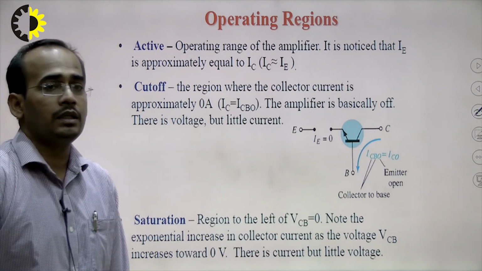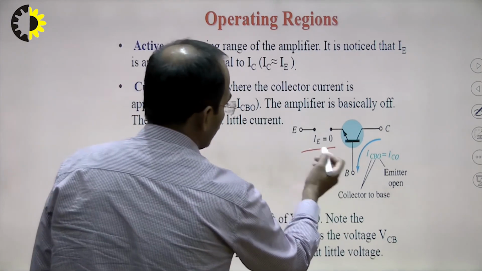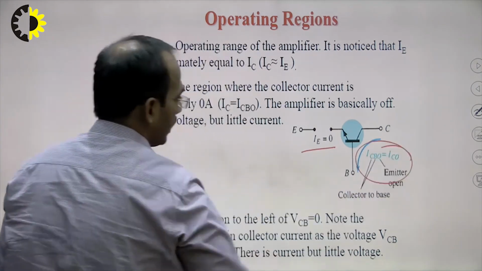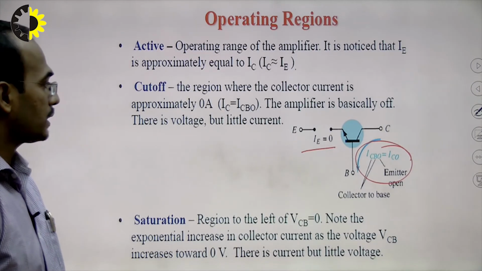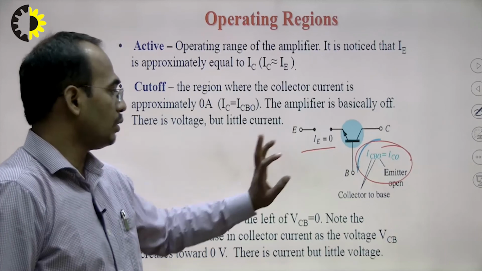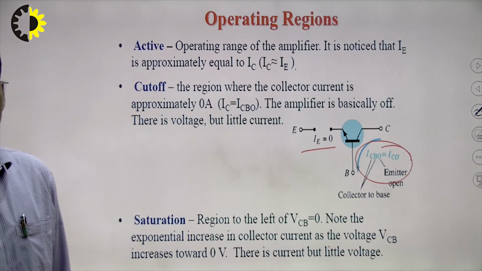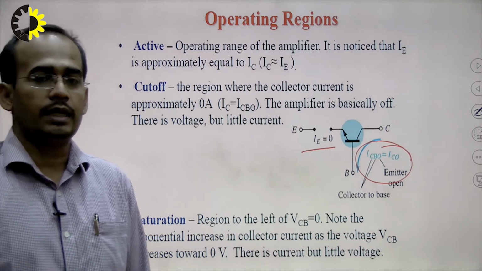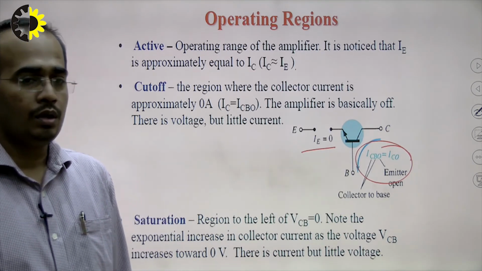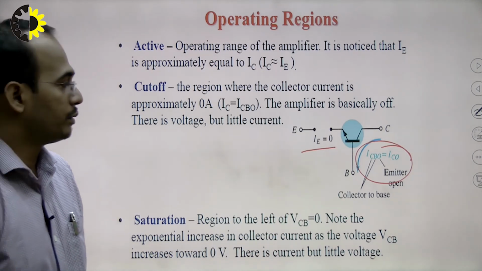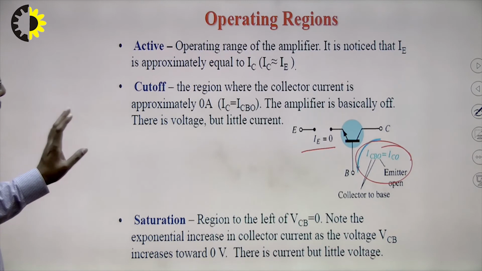For the cutoff region, IE is equal to 0. When IE is equal to 0, the minority carrier current ICO is nothing but ICBO. ICBO is the collector to base current when the emitter is open. In the saturation region, when VCB is equal to 0, an exponential increase in the collector current is observed by increasing VCB towards 0. A little current flows in the saturation region.